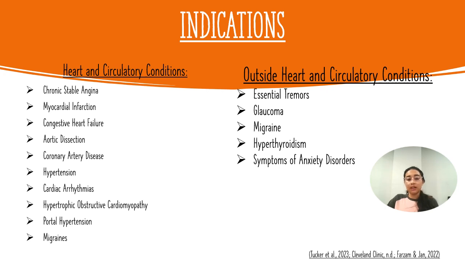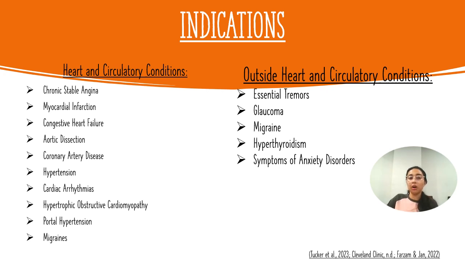So there are some uses that are FDA approved, but some uses, like for migraines, are non-FDA approved. They are given off-label by physicians. Then coming to the other indications outside the cardiac system: these are for the prevention of essential tremors. It can be used in glaucoma, migraine, hypothyroidism, and can also be used to relieve the symptoms of anxiety disorders.